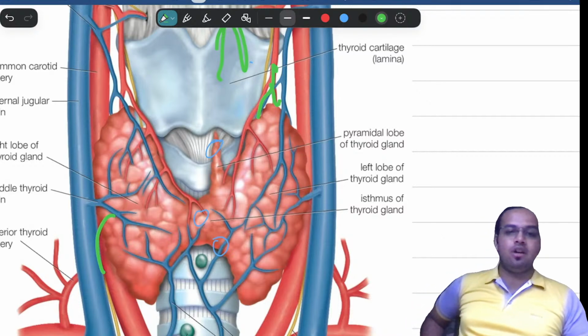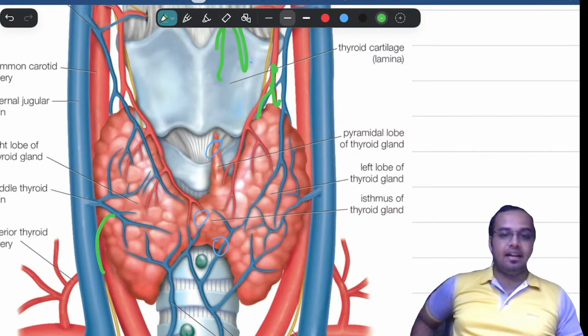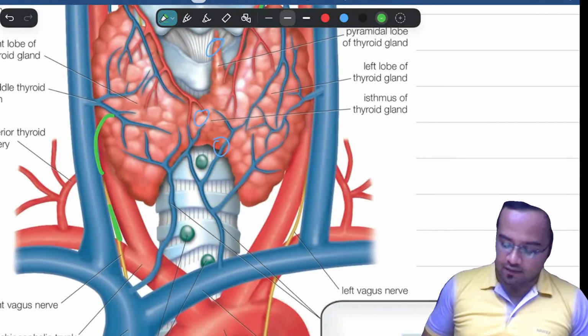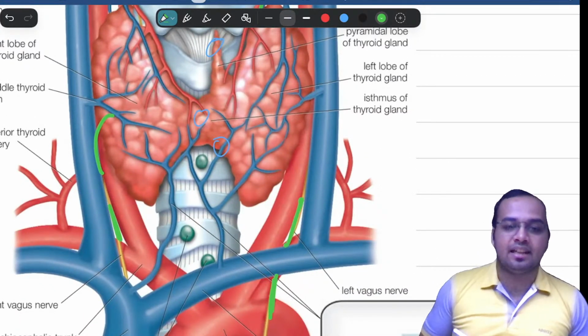Always remember that whenever you are dealing with the artery, it is closely related with two nerves. Sir, which are the two nerves? So this is the nerve, this is nerve 1, this is nerve 2. I hope it is clear. These are the recurrent laryngeal nerves.